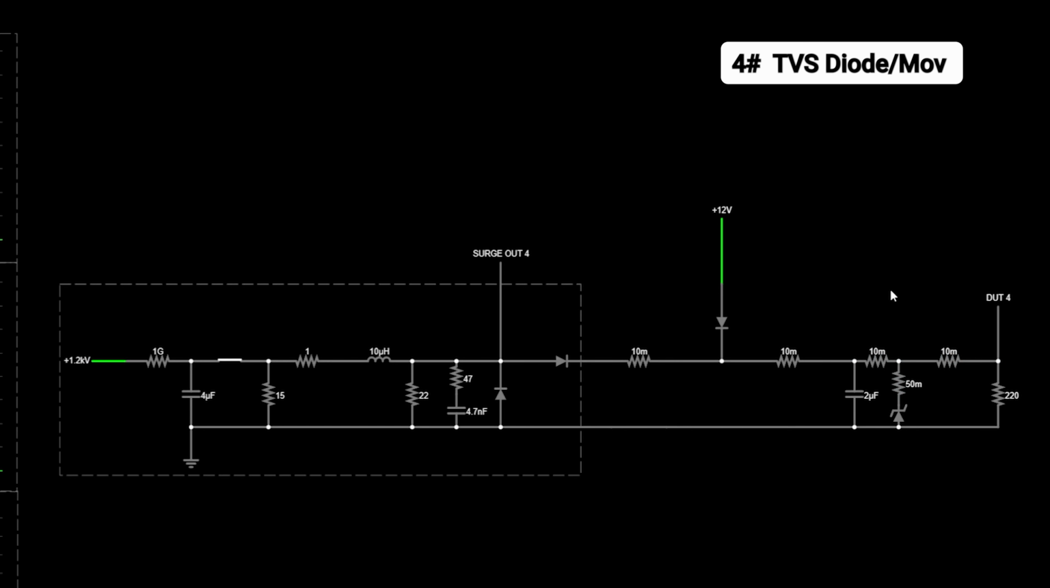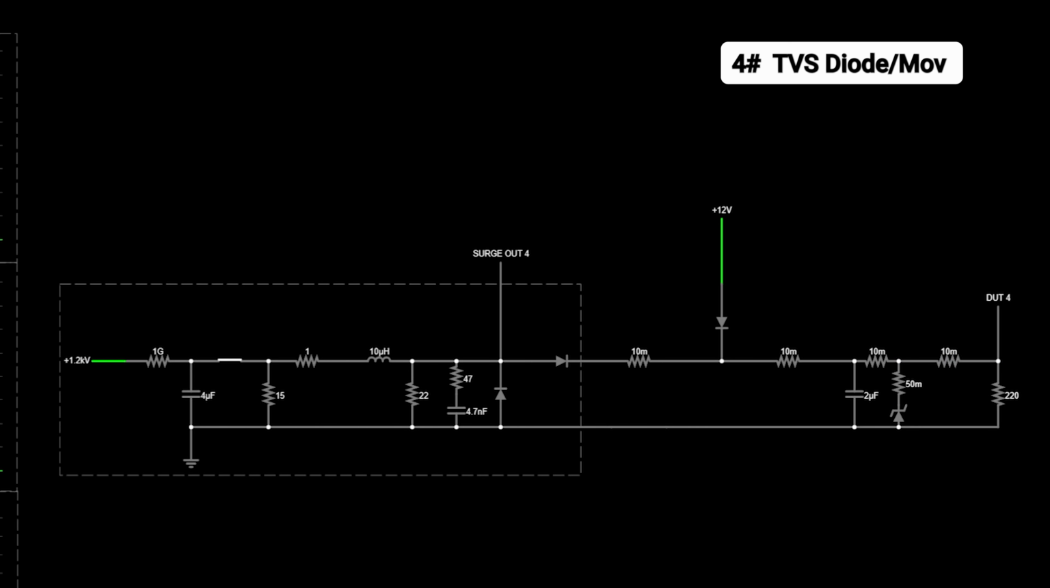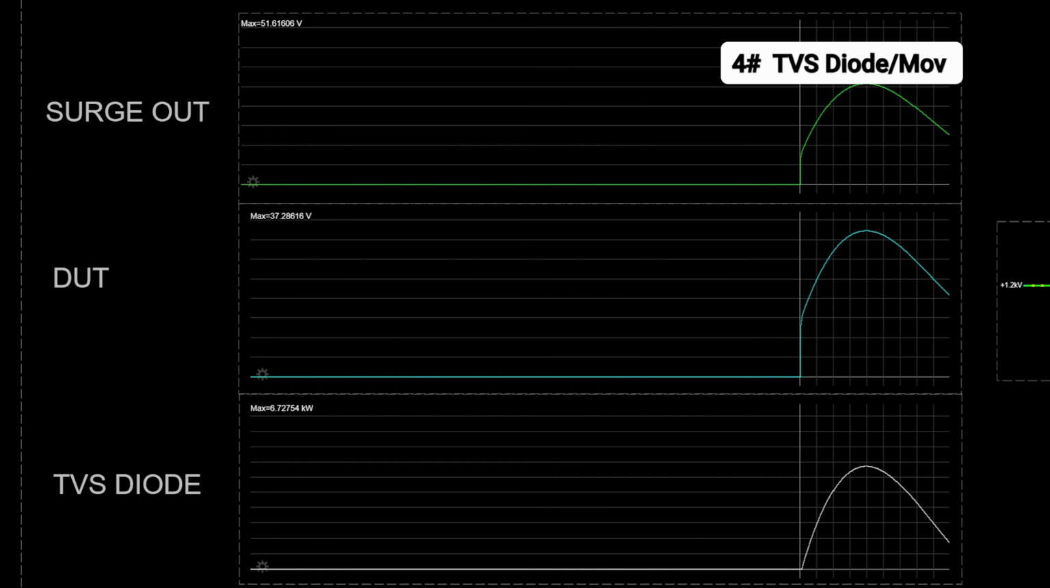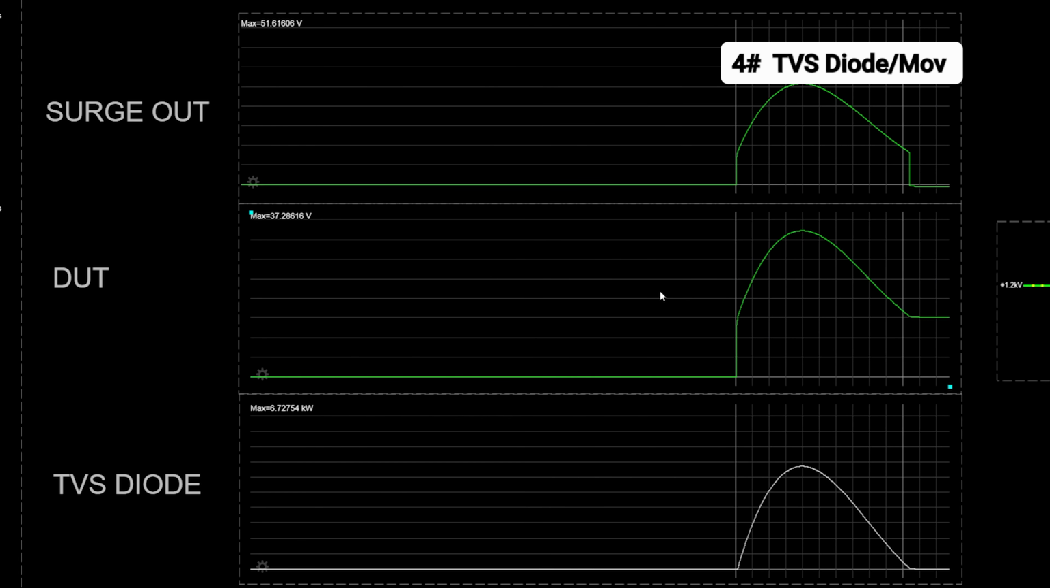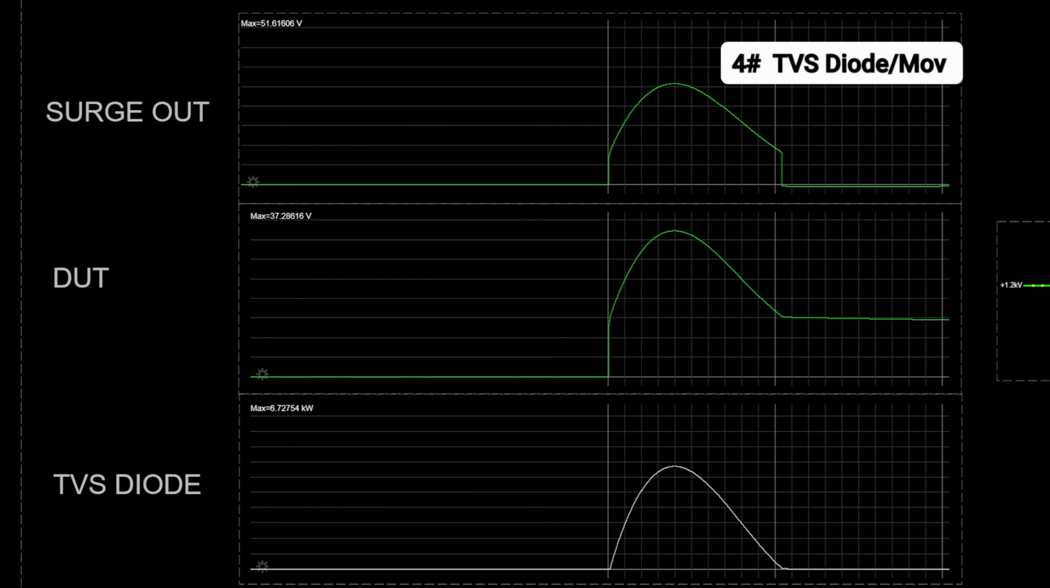Most data sheets will show, or all data sheets will show what that value is. But for a 15 volt diode, it's going to be somewhere in the 20 to 30 volt range. So with just that TVS diode there, if we run the simulation now, you can see that the max voltage on the DUT is only 37 volts. So whatever is downstream of here might just survive.